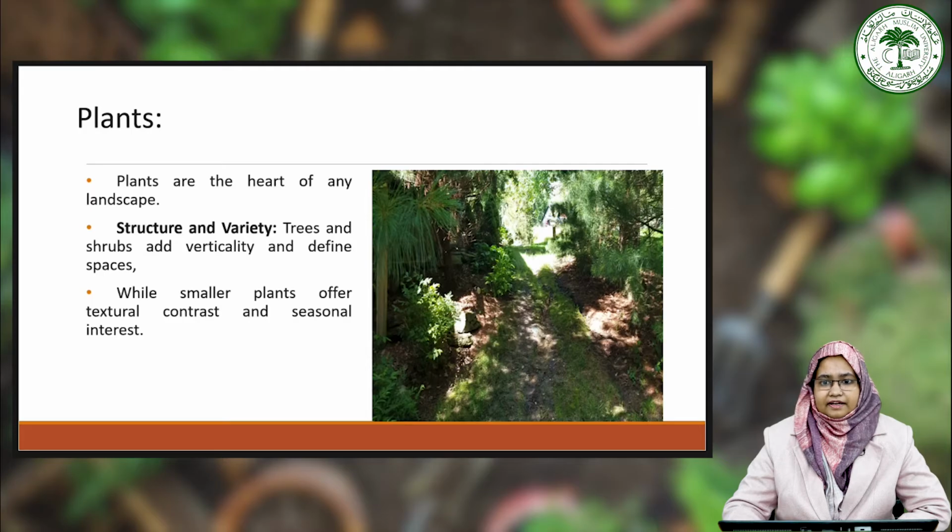Plants are the heart of any landscape and create the soft scape of a garden. They offer privacy, improve air quality, attract pollinators, and can even cool the surrounding area. Choosing the right plants for your climate, soil, and desired aesthetic is essential. Plants are further categorized into herbs, shrubs, and trees. Trees and shrubs add vertical dimension and define spaces, while herbs offer textural contrast and seasonal interest. In this way, plants add texture, color, and visual interest to the landscape.